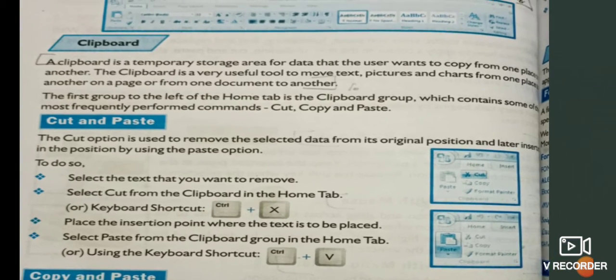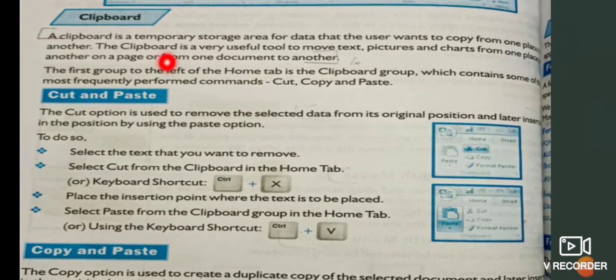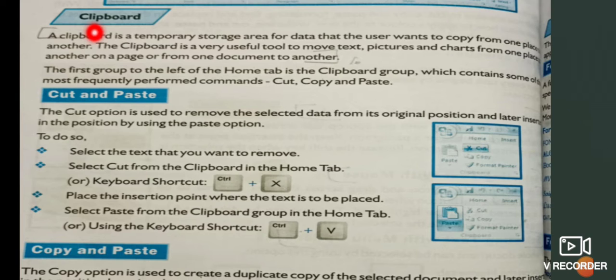And then the next topic is clipboard. If you are using your mobile also, you might have heard this word called clipboard. Clipboard is a temporary storage area used when the user wants to copy from one place to another. If you want to copy the text, it will be copied in a temporary storage called clipboard.